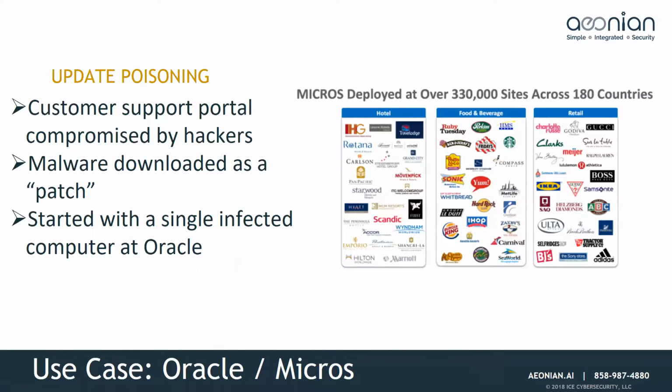The way this attack was carried out is a Russian crime syndicate known to have exfiltrated about $1 billion globally planted a patch on the customer support portal site for Micros, and Micros directed all their customers to download that patch. Many of them did, allowing this well-known Russian crime syndicate to exfiltrate credit card information for countless hundreds of thousands of users.